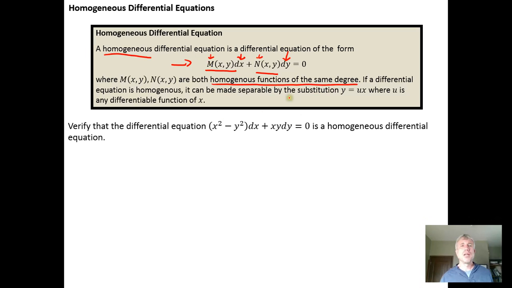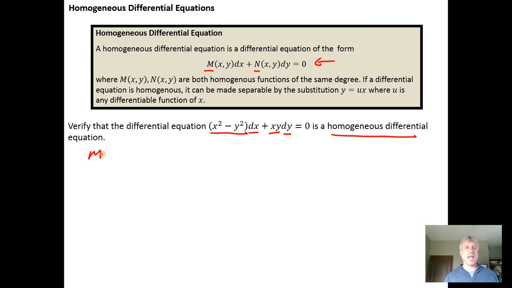degree n or not. So to verify that a differential equation is a homogeneous differential equation, we just need to identify that it can be written in this form and that M and N are both functions of the same degree. So in this case we have dx and dy, and we have a function of x and y being multiplied by dx and a function of x and y being multiplied by dy.